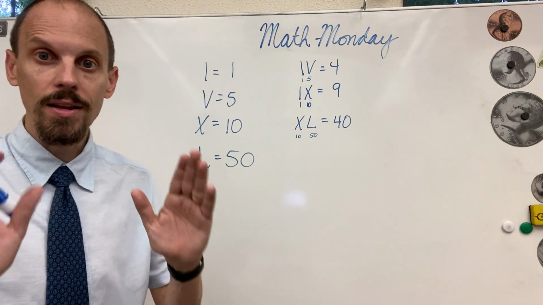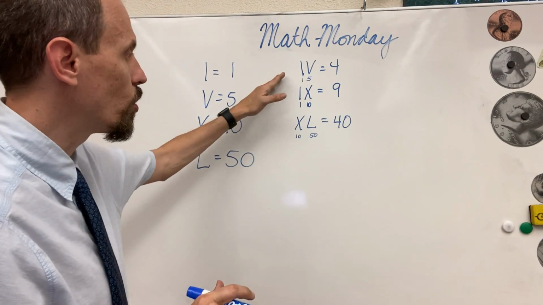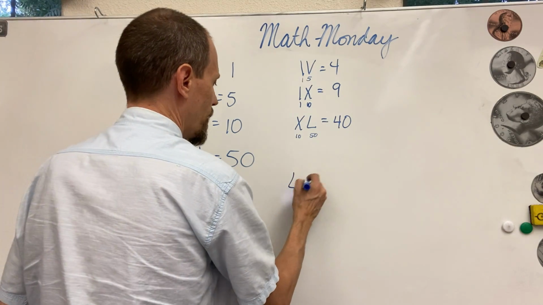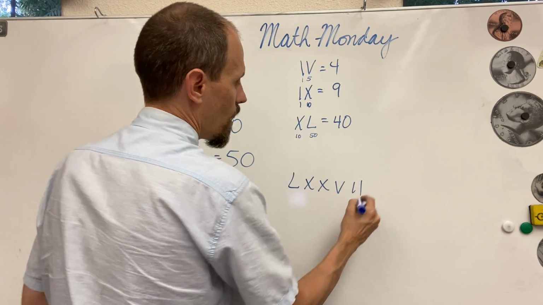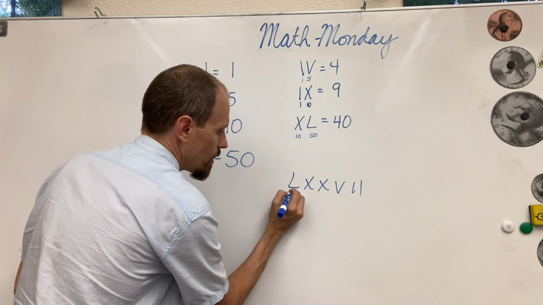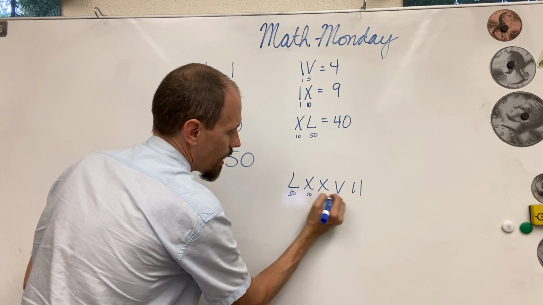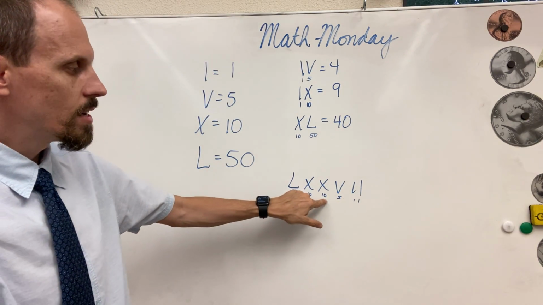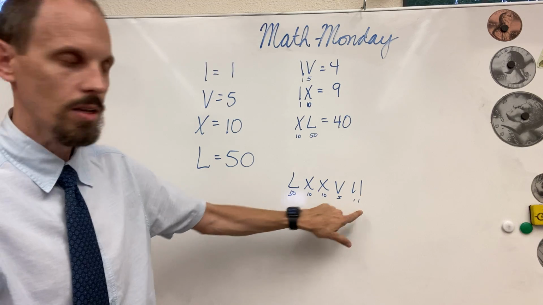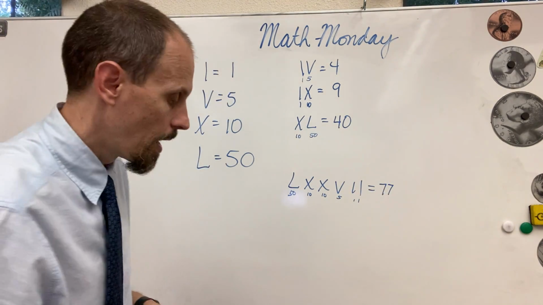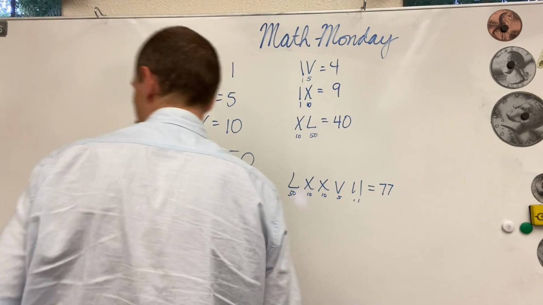Okay? So you've got to pay attention. When you're doing Roman numerals, you've got to make sure you know what each numeral equals. So for example, let's say I gave you a big number like this. What you could do is go 50, 10, 10, 5, 1, 1. All right, 50, 60, 70, 75, 76, 77. That could be 77.